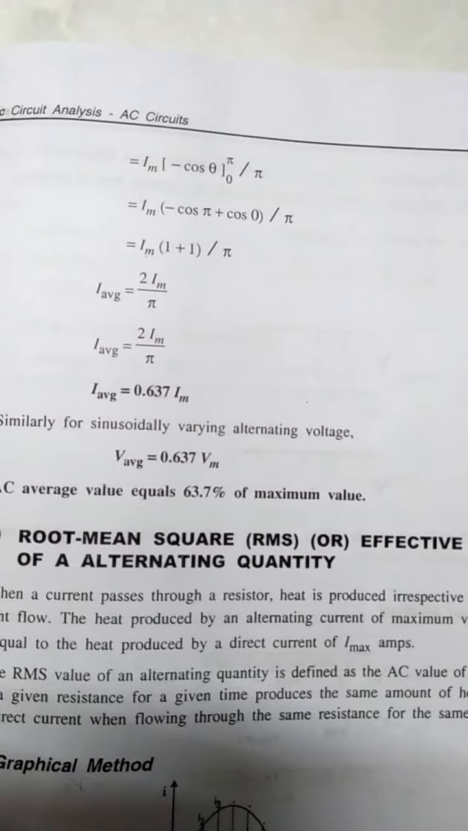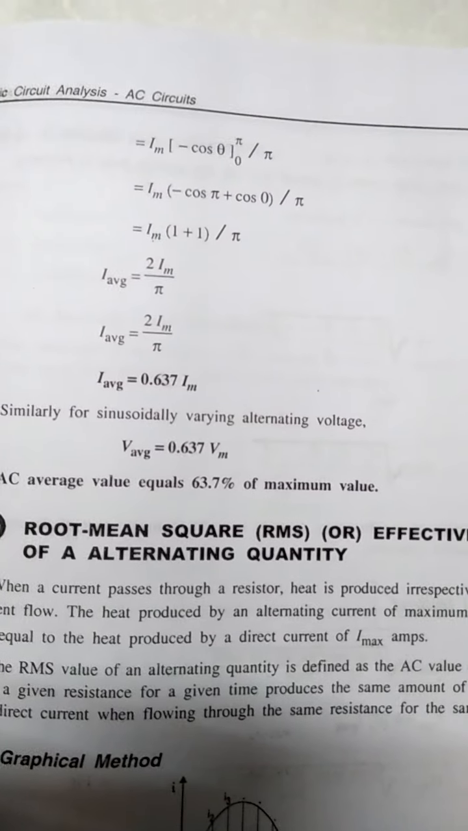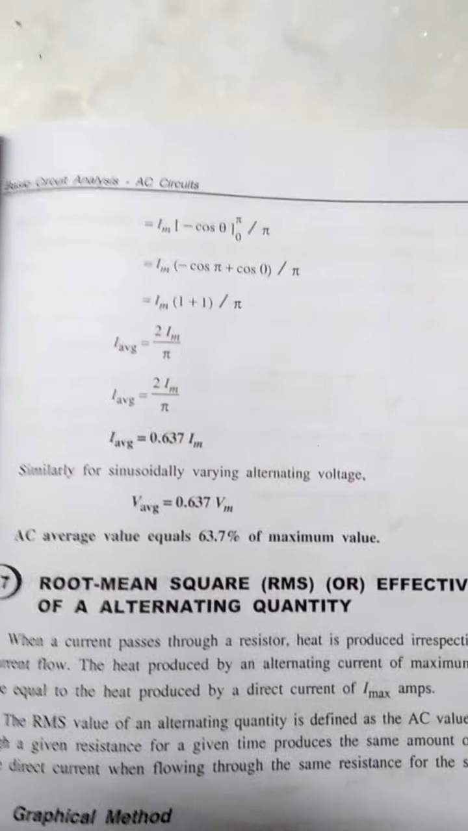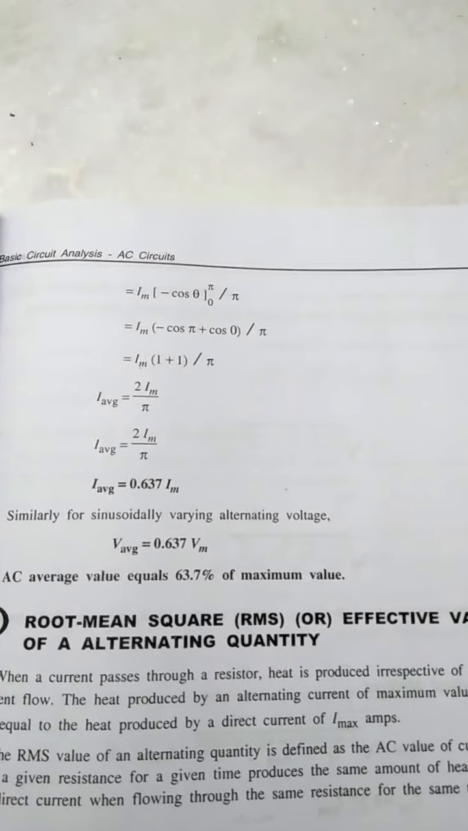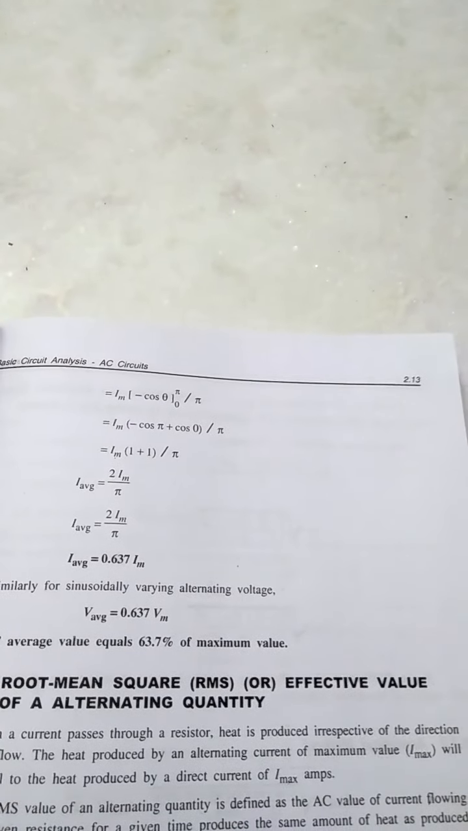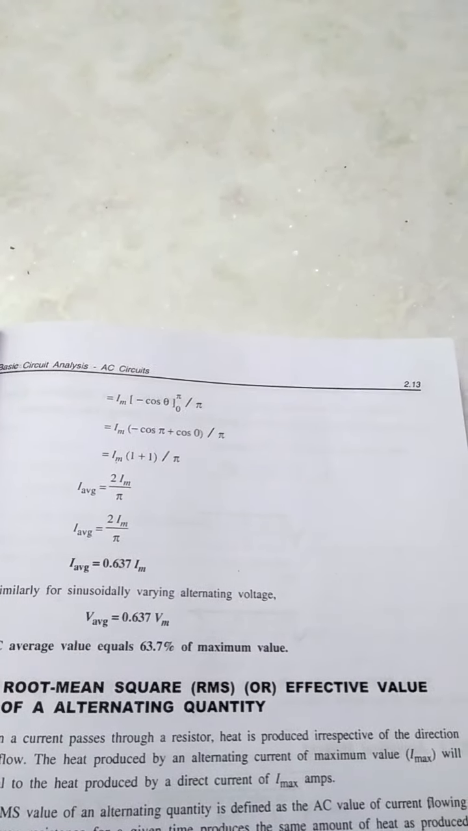After integration we will get Im into minus cos theta from 0 to pi, divided by pi. When you simplify, you will get I average is equal to 2 Im by pi. Similarly, if you compute the average value for voltage, you will get 2 Vm by pi.